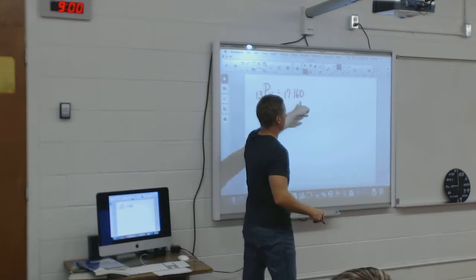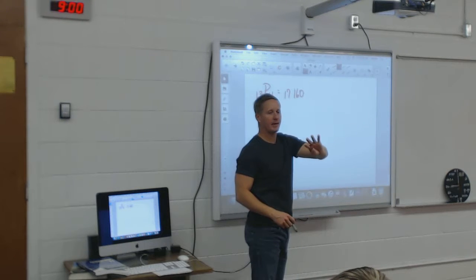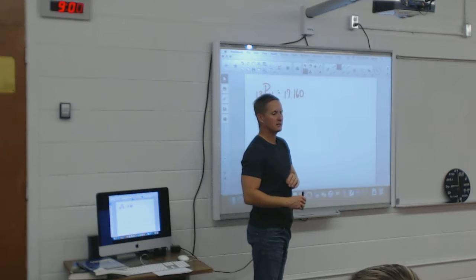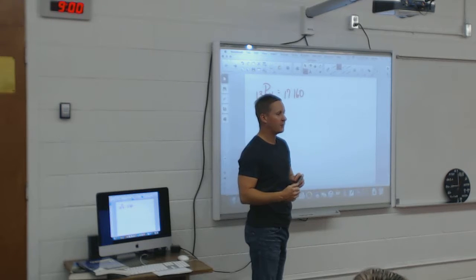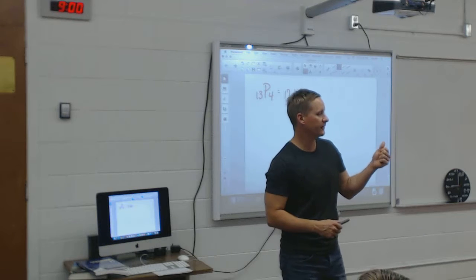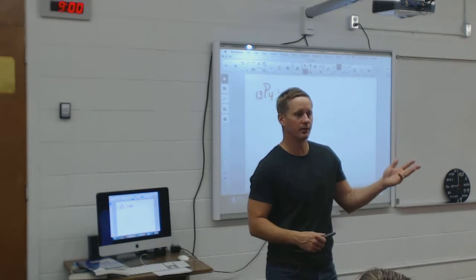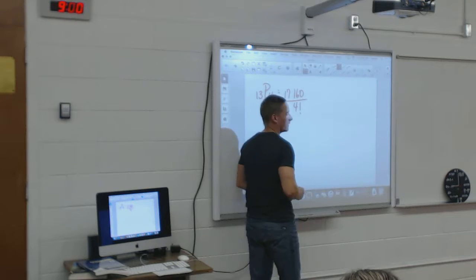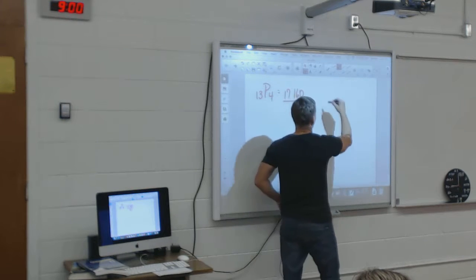So now, not only do I have the 17,160, I have 4 cards that I picked, correct? How many ways can I order 4 cards? What is it? 4 factorial, right? Because you got 4 choices on the first one, 3 on the second, 2 on the third, and 1. So you would divide that by 4 factorial. Well, that's what a combination is.